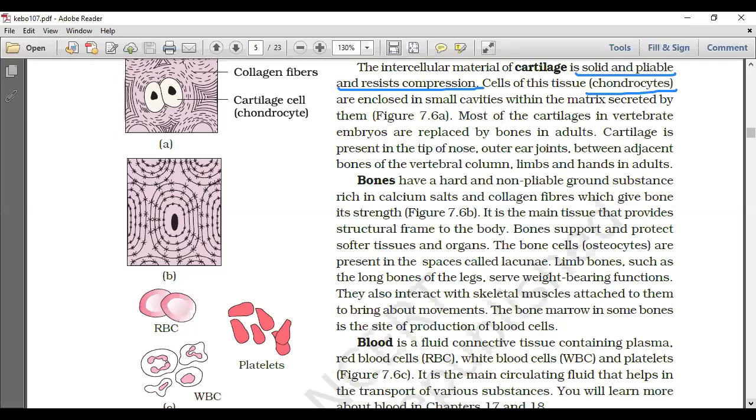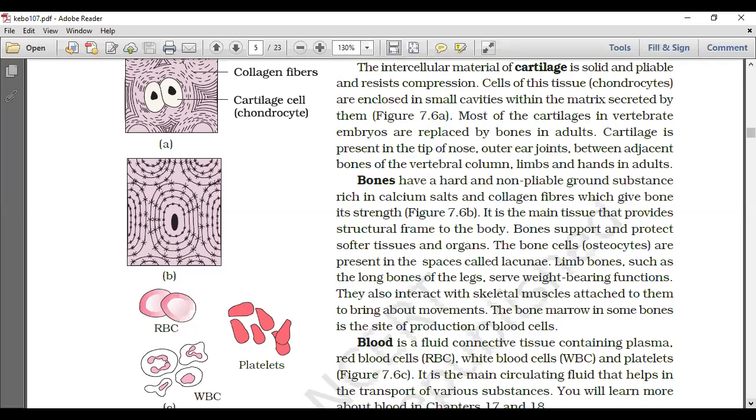Most of the cartilage in vertebrate embryos is replaced by bones in adults. Cartilage is present in the tip of the nose, outer ear, joints, and between adjacent bones of the vertebral column, limbs, and hands in adults.